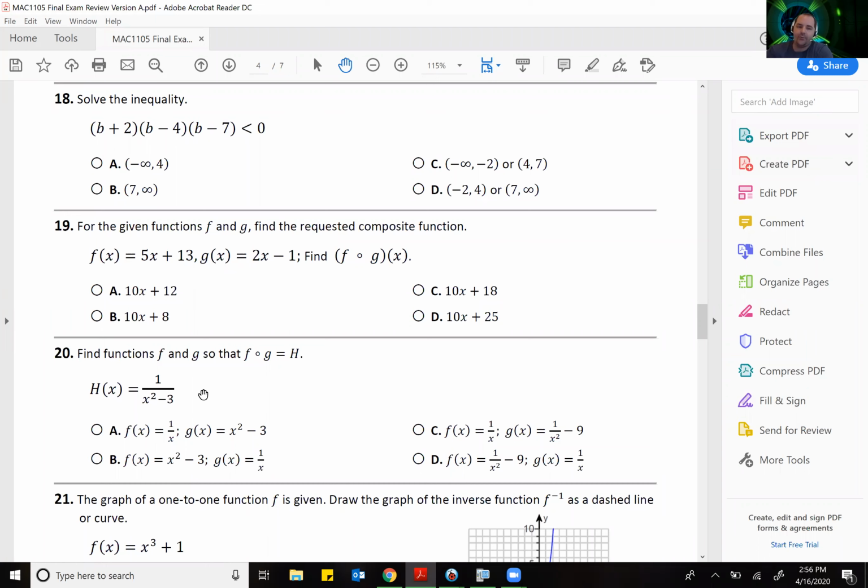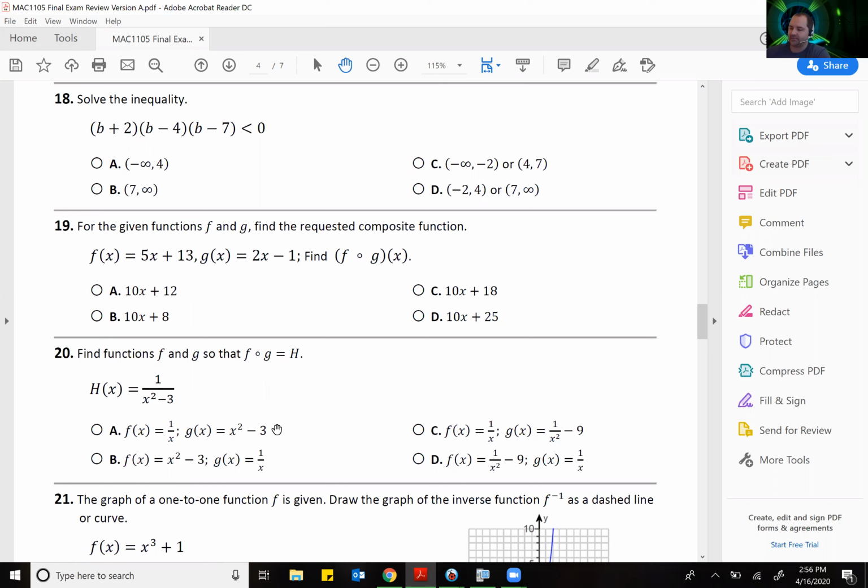Here's how I would approach this. I would look at these answers, and it's composed of f o g, which means that we need to plug g into f. I would take each one of these answers and see if when I take g and plug it into f, do I get the h of x? That's what I would check.